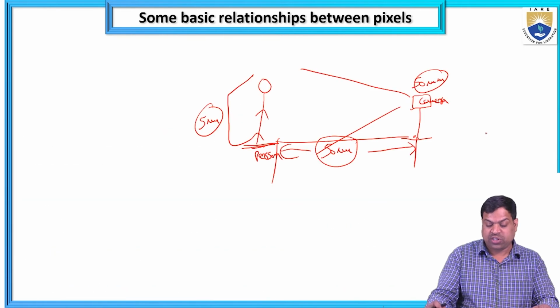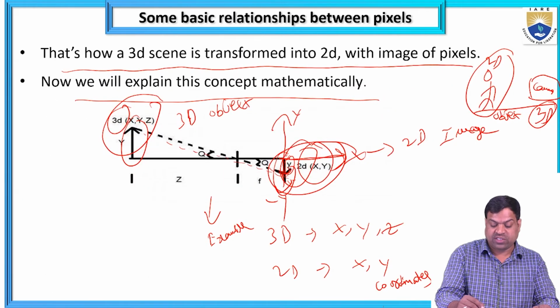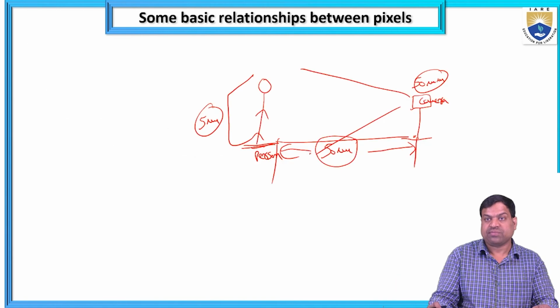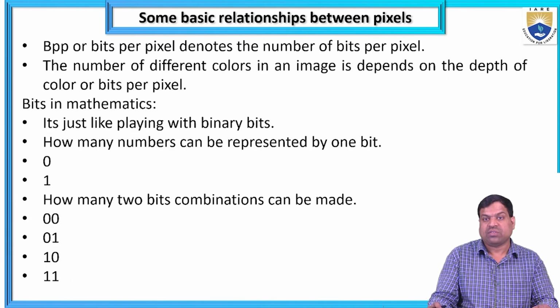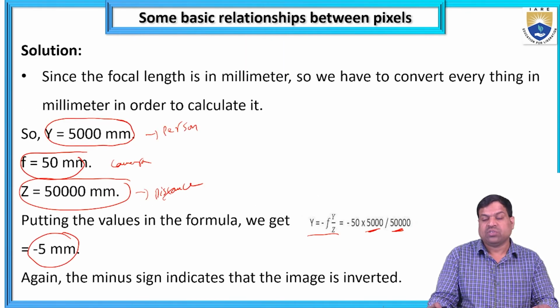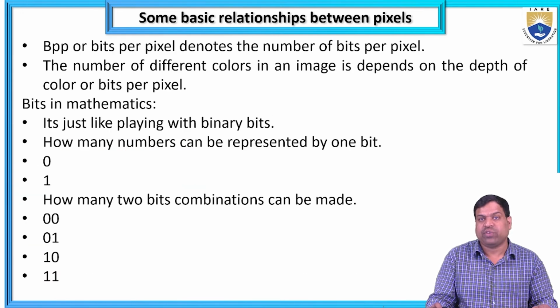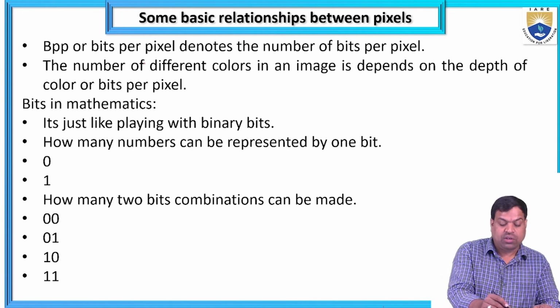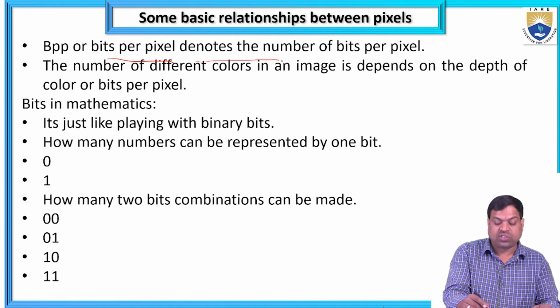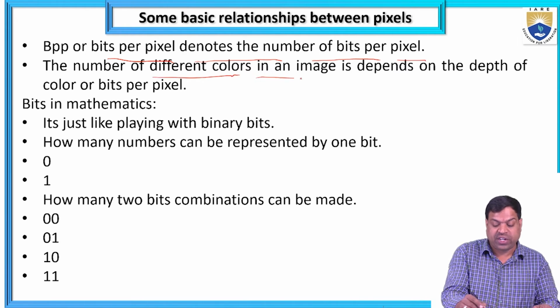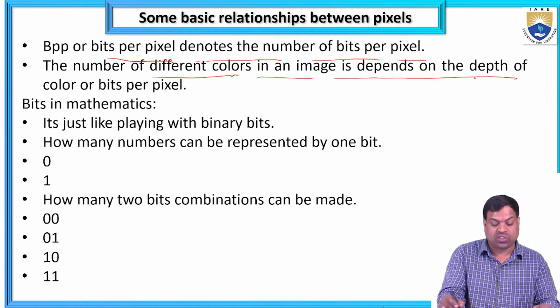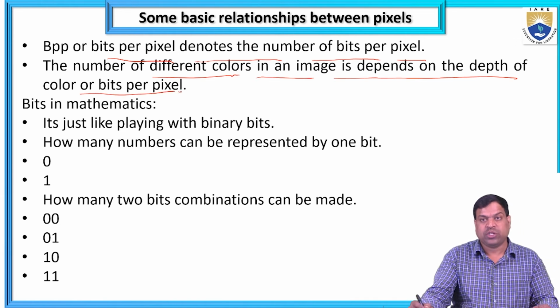The image inverted means the image is like this, an inverted image. Again, the minus sign means that the image is in inverted form. So BPP, or bits per pixel, denotes the number of bits per pixel. The number of different colors in an image depends on the depth of the color, or bits per pixel.